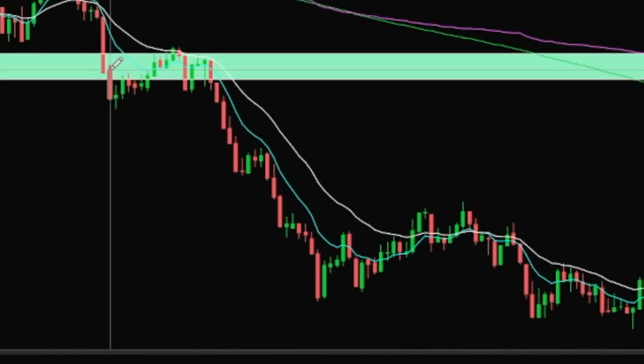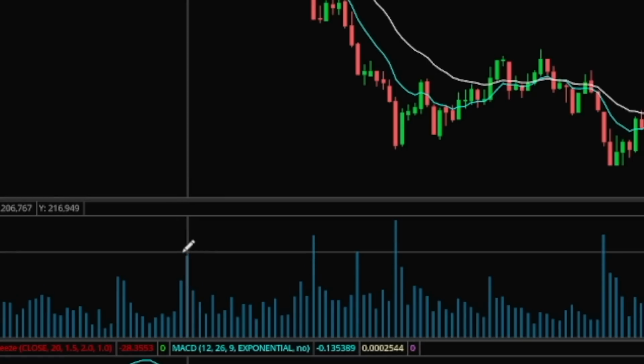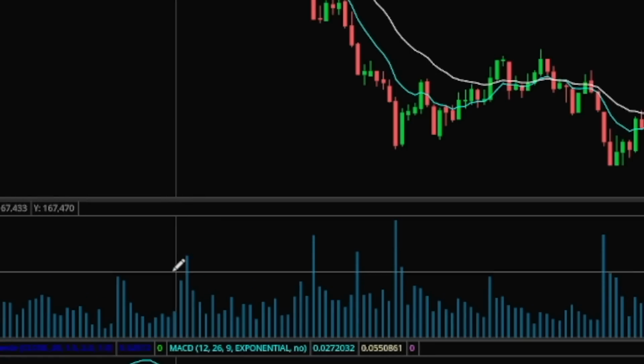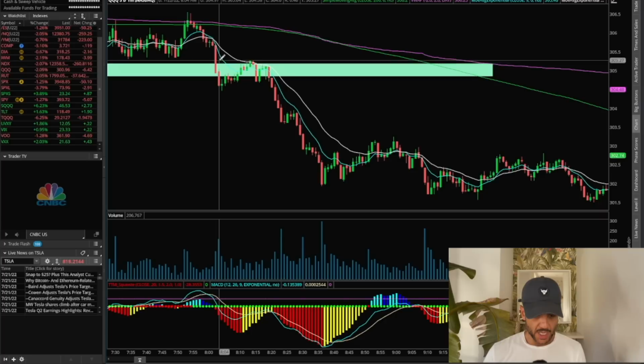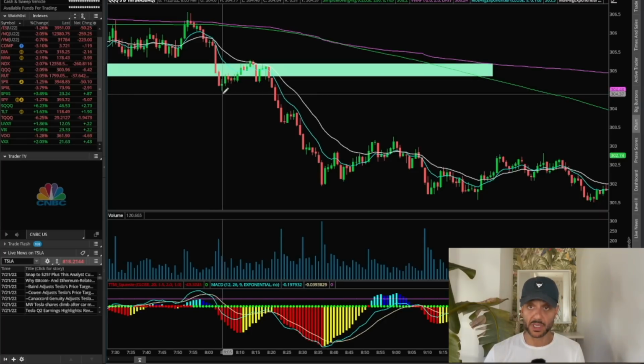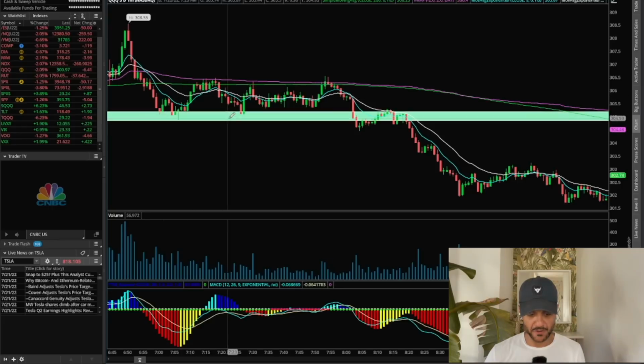And then shortly thereafter, you have another tall red candle. This one even having more volume, as you see down here. This was one of the highest volume bars of the day so far. And this one closed below the low of the day, right? So we finally cracked this.